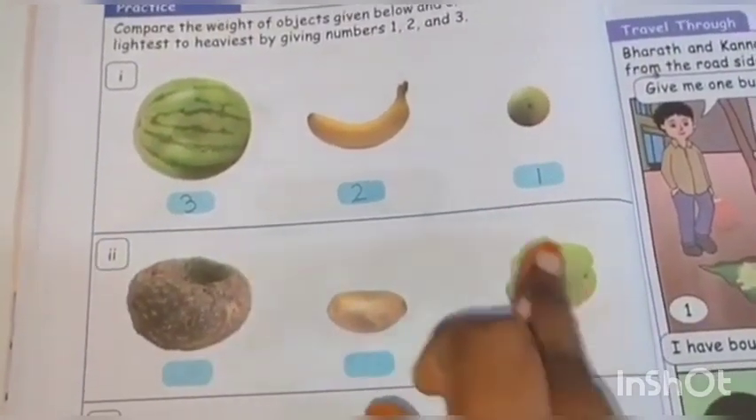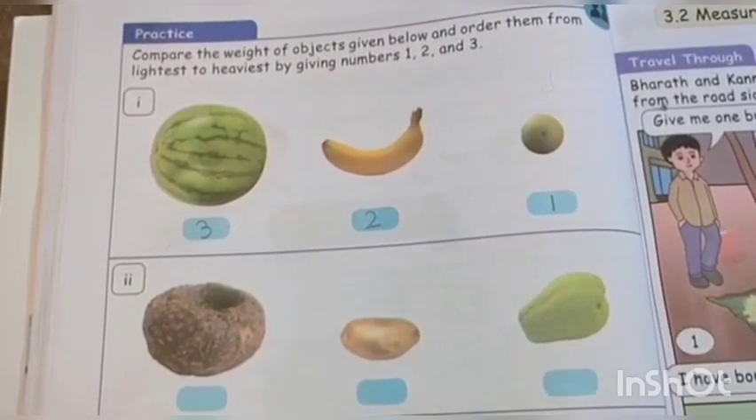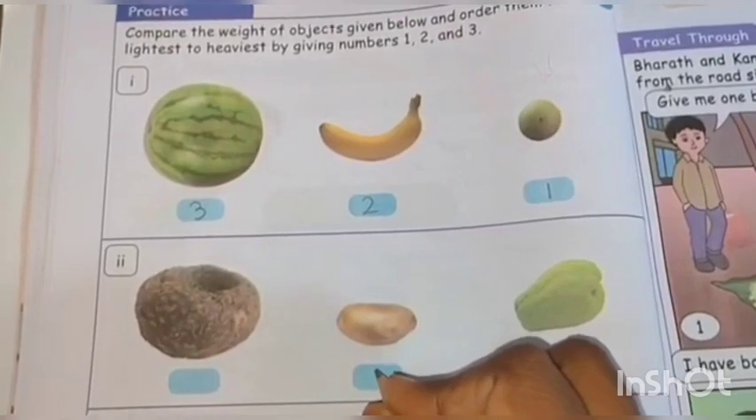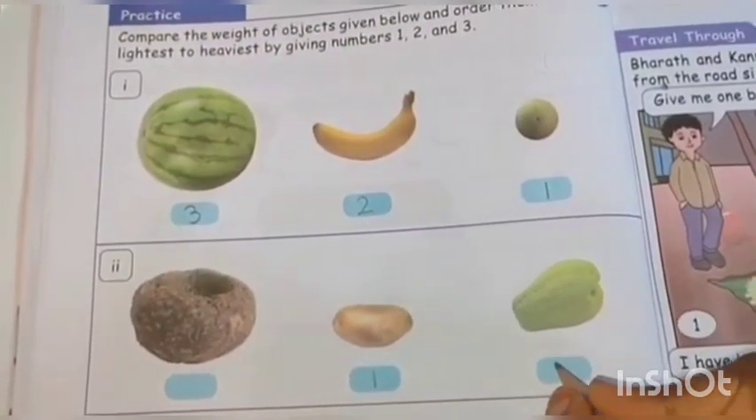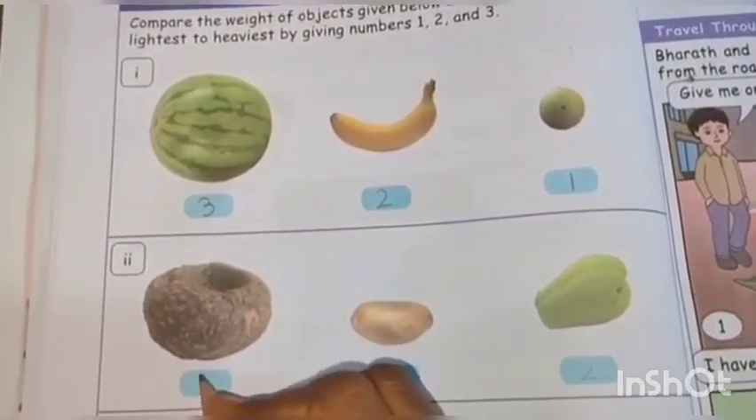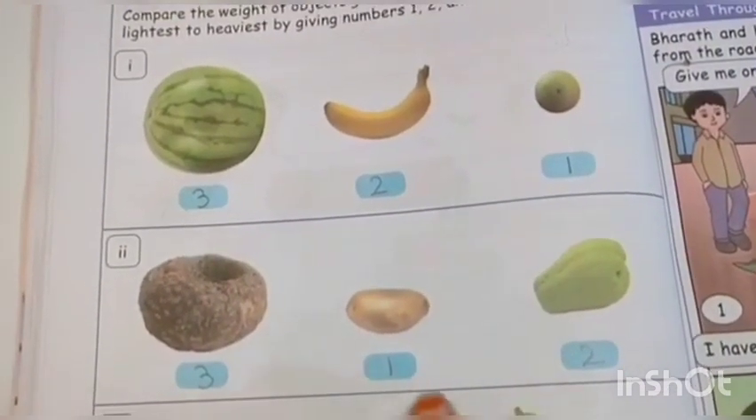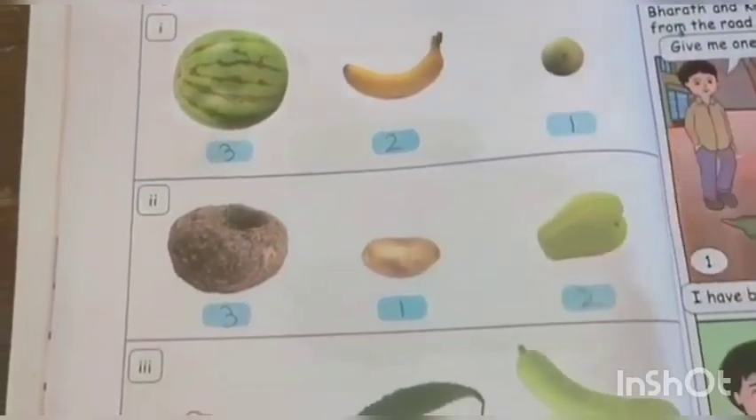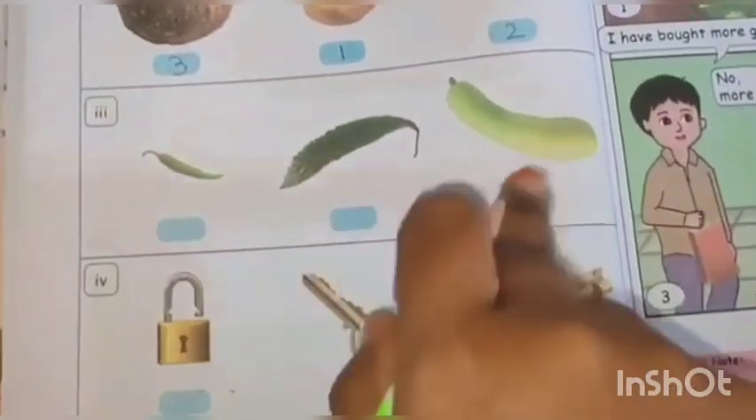Next, vegetables are given here. We are going to order the numbers from lightest to heaviest. Which one is lighter? Potato. The potato is the lightest vegetable, so write 1. The next lightest vegetable is Bangalore brinjal, 2. The last object is yam. It is so heavy, so write 3. Like this, we are going to do the next 2 rows.